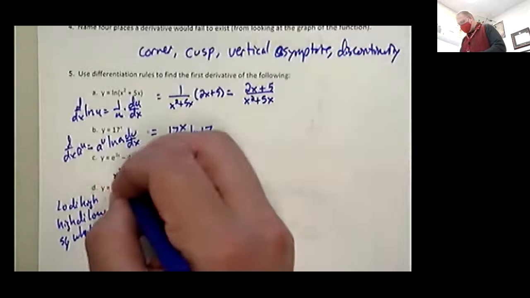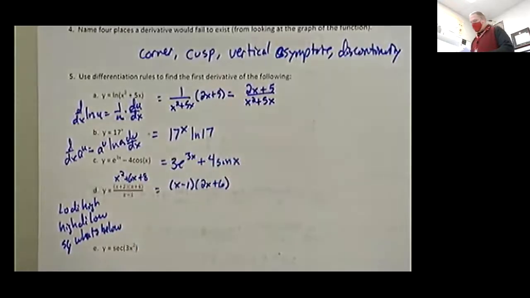And is there any way we can make that easier for the derivative of the high? Yes, because we can FOIL that out. So x times x is x squared. We'll get a 2x plus a 4x, which is a 6x, plus an 8. So the derivative of the high then would be a 2x plus 6. The 8 goes to 0.